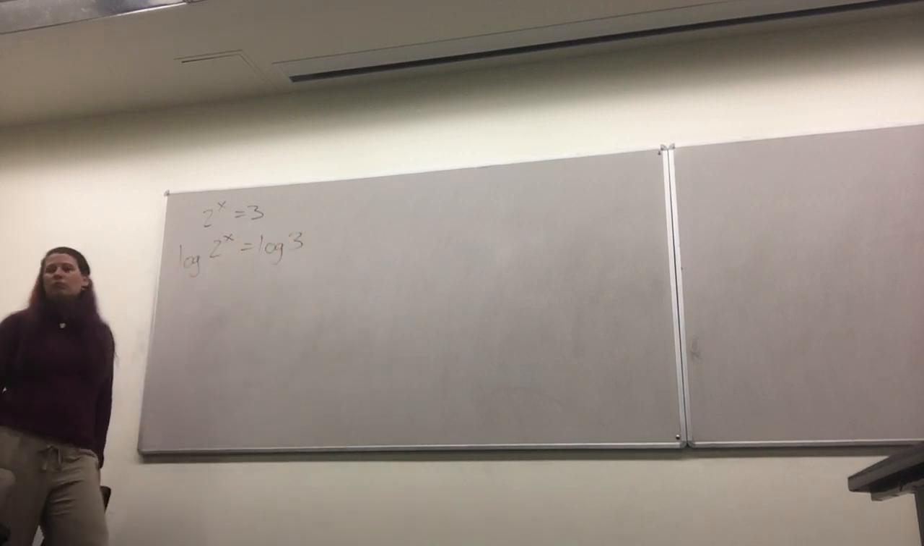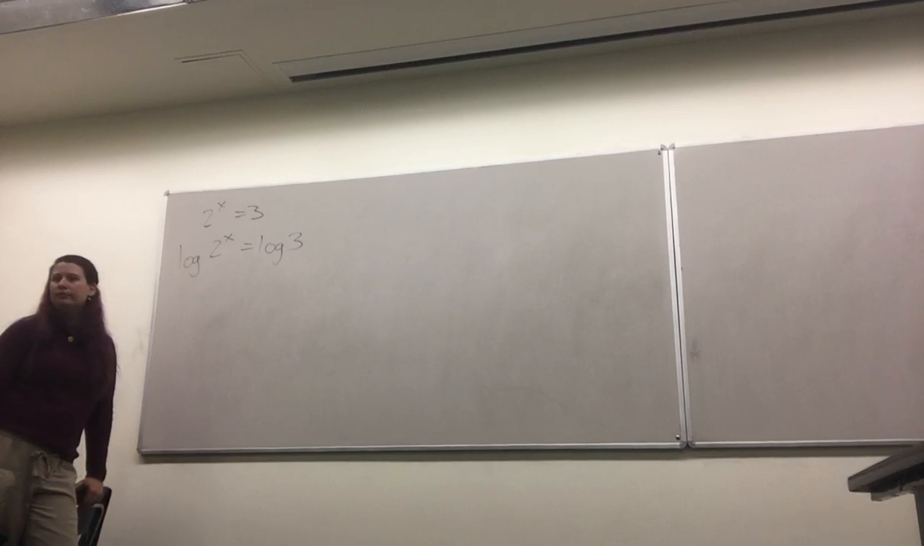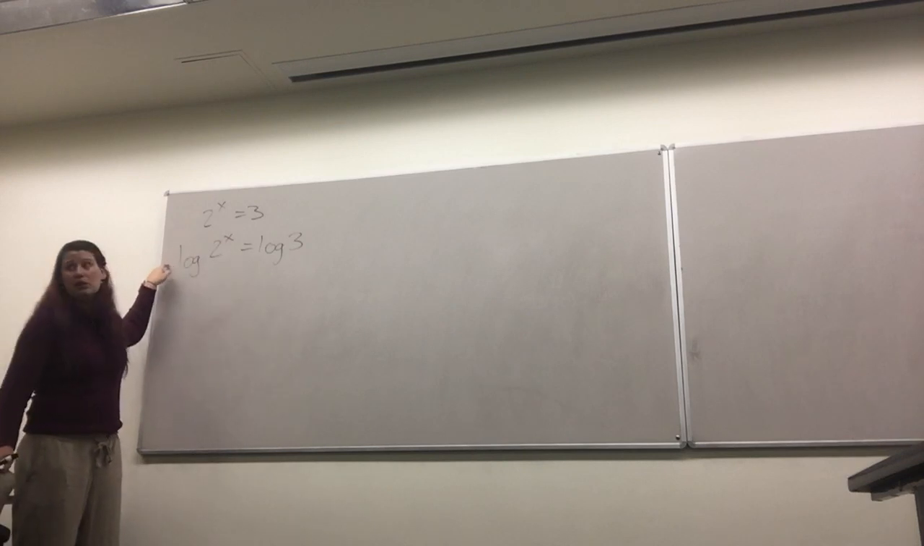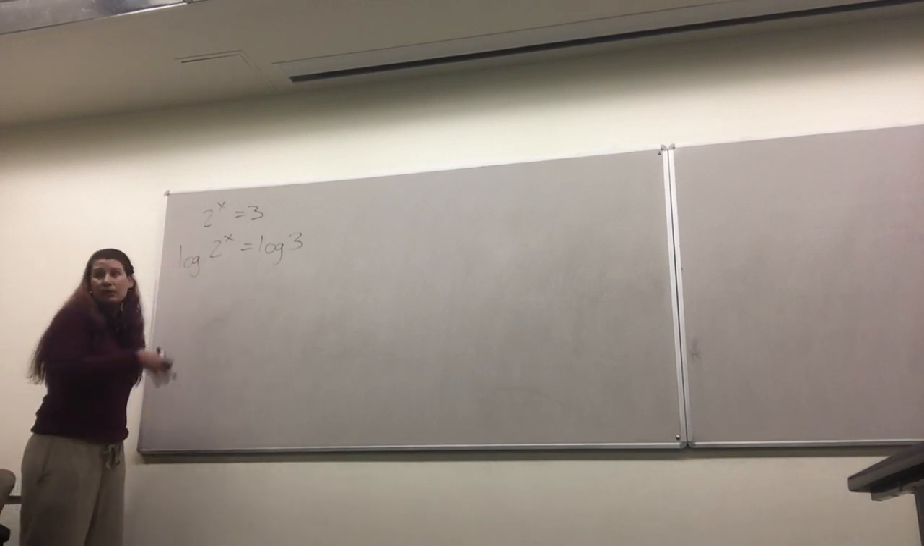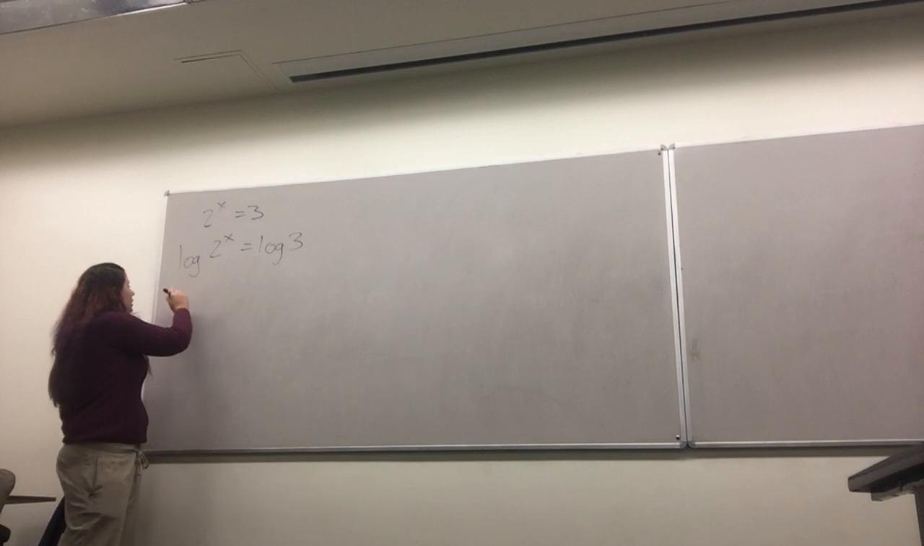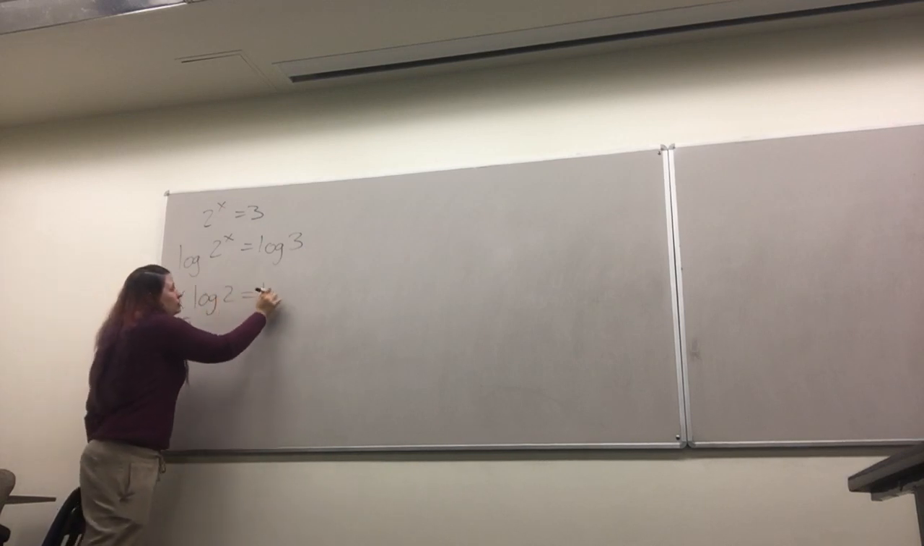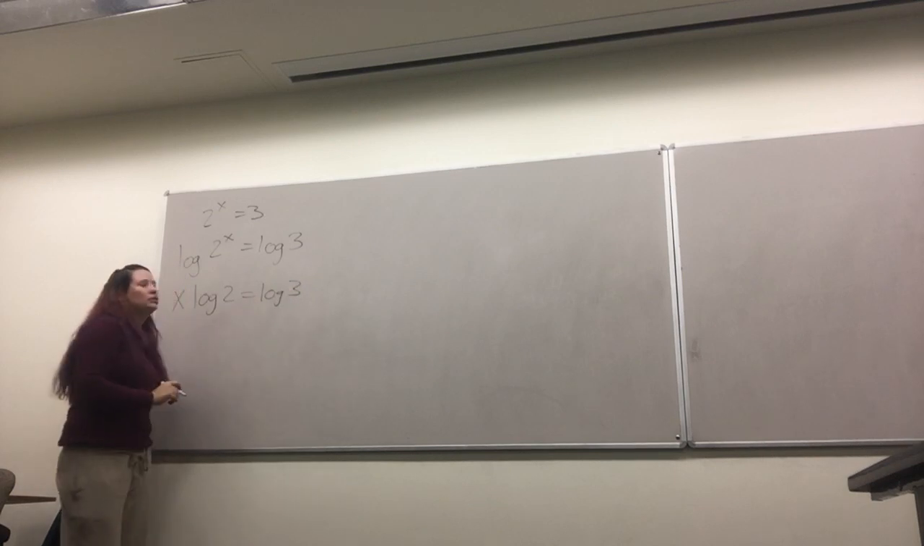Then, what do we do? There is a log rule that helps us here. Yeah, take the exponent and put it down as the coefficient. We don't like it up there, that's why we used the log in the first place. So now we have x times log of 2 equals log of 3.